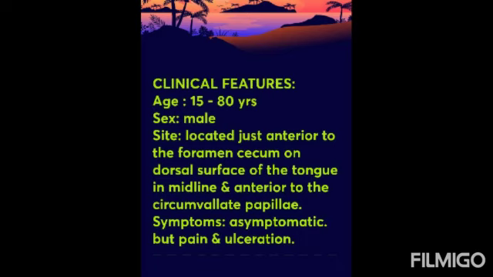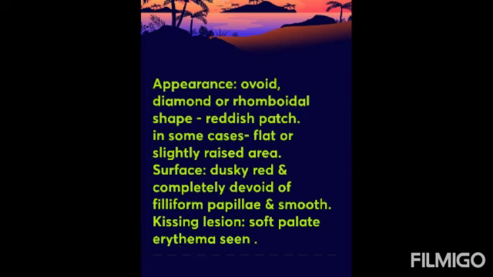The appearance of median rhomboid glossitis is an ovoid, diamond or rhomboidal shaped reddish patch or plaque present on the central portion of the dorsum of the tongue. In some cases, a flat or slightly raised area stands out from the rest of the tongue because it has no filiform papilla. The surface is dusky red, completely devoid of filiform papilla, and usually smooth.